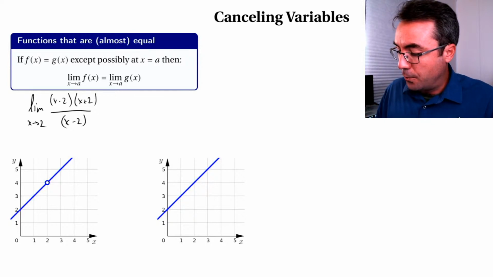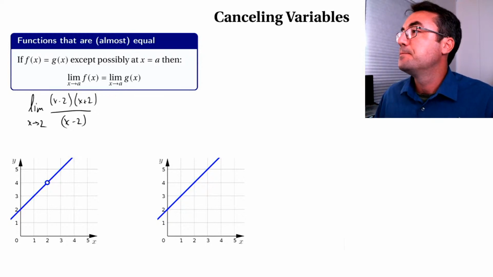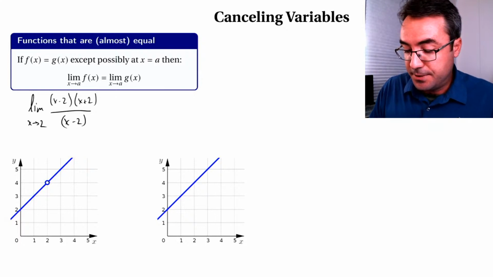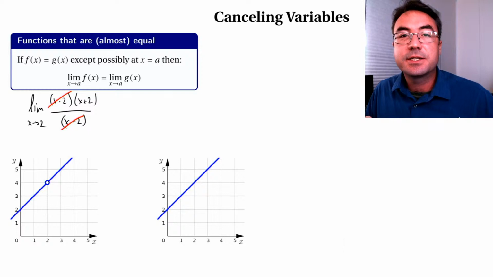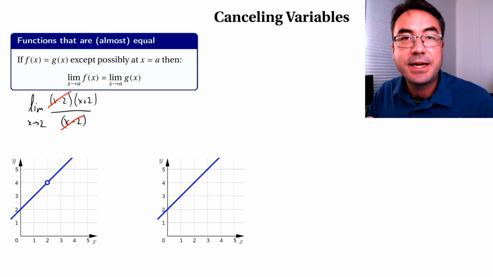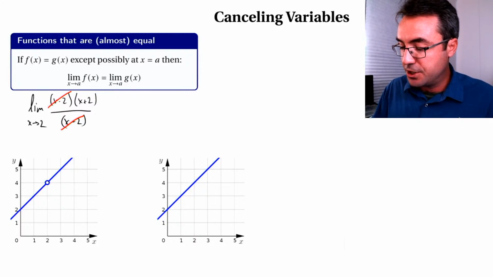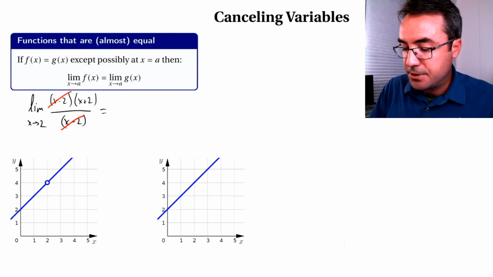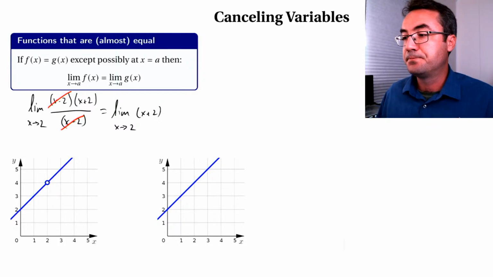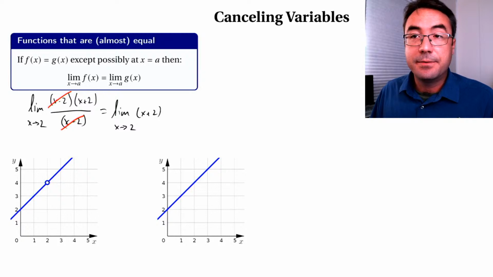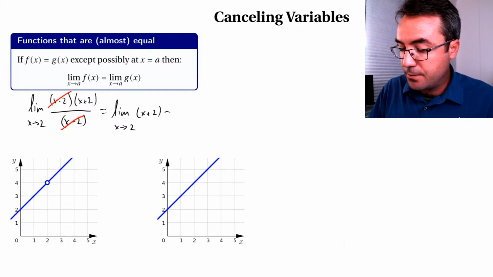All right, what did we do? Well, we canceled. We said, oh, there's an x minus 2 term on the top, there's an x minus 2 term on the bottom. Let's get rid of those, simplify this expression down a bit, and just look at the limit of x plus 2 as x approaches 2. And that one's not so bad. That one we just plugged in, and what did we get? We got 4.